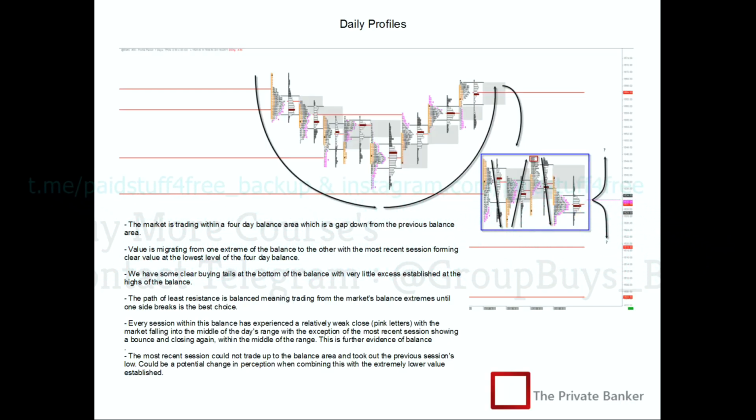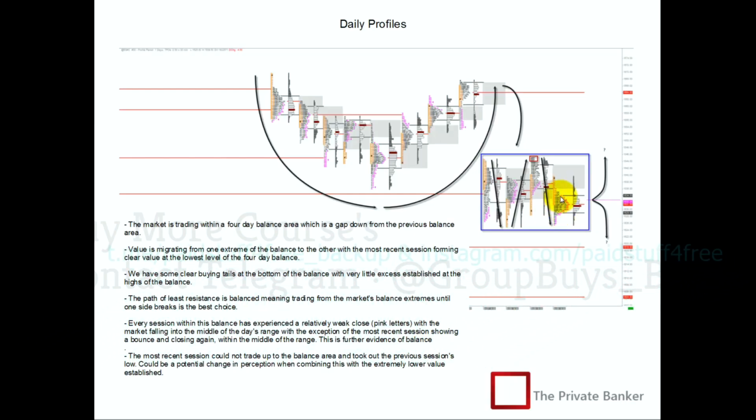So when we look at this, we can see that the path of least resistance is really just balanced, meaning that trading from the market's balanced extremes is the most appropriate thing to do until something obviously changes. We can also see that every session within this balance has experienced a relatively weak close, highlighted with the pink lettering, with the market falling into the middle of the day's range, with the exception of the most recent session showing a bounce, or the buying tail right here, where we just closed in the middle of the range. This is further evidence of balance, of course.